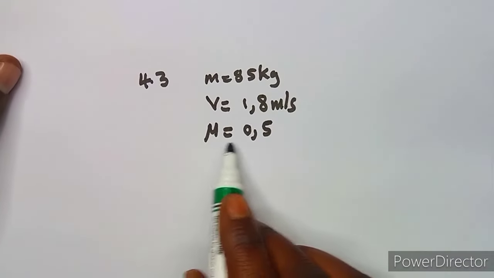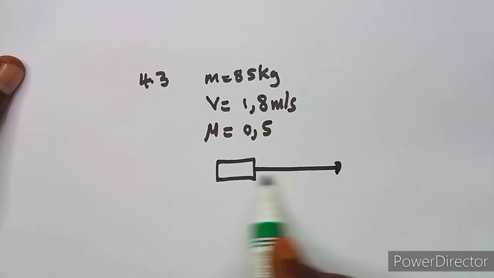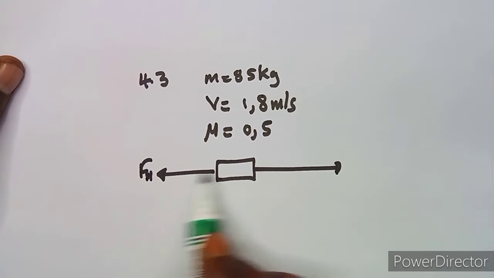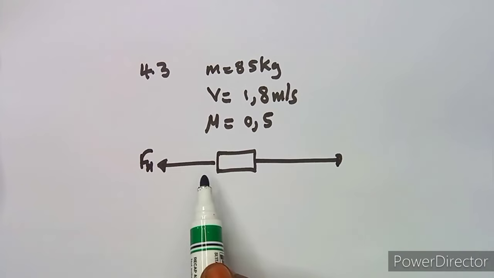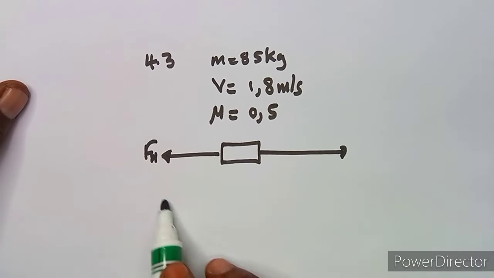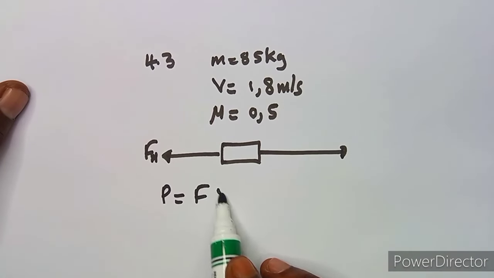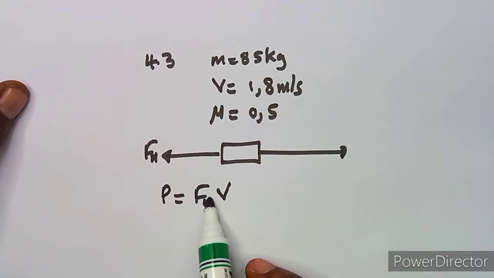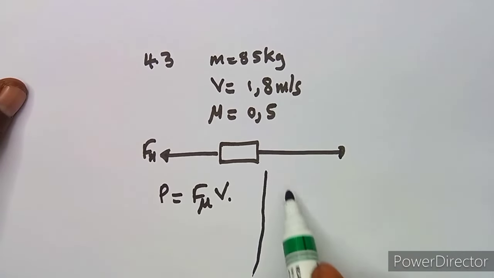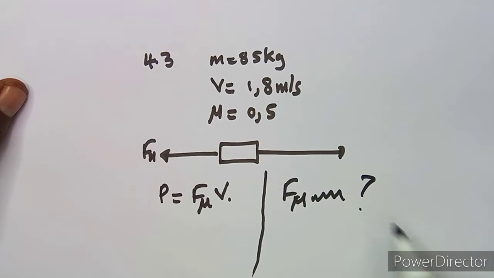Remember that when you're given a condition like this, a horizontal surface where you're pulling something this way, there is going to be a frictional force opposing. So the frictional force is the one that you're going to work with in order to calculate the power, because remember that power is equivalent to force times the velocity. So this force is the frictional force multiplied by the velocity. But where can we obtain this frictional force? That is the question now.